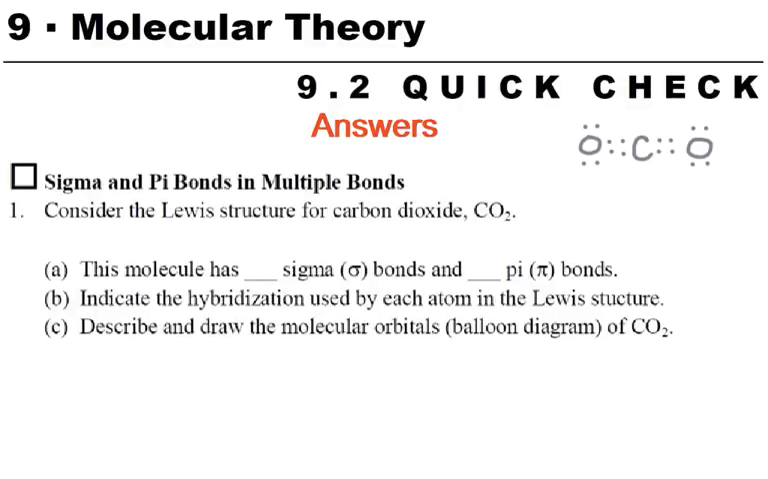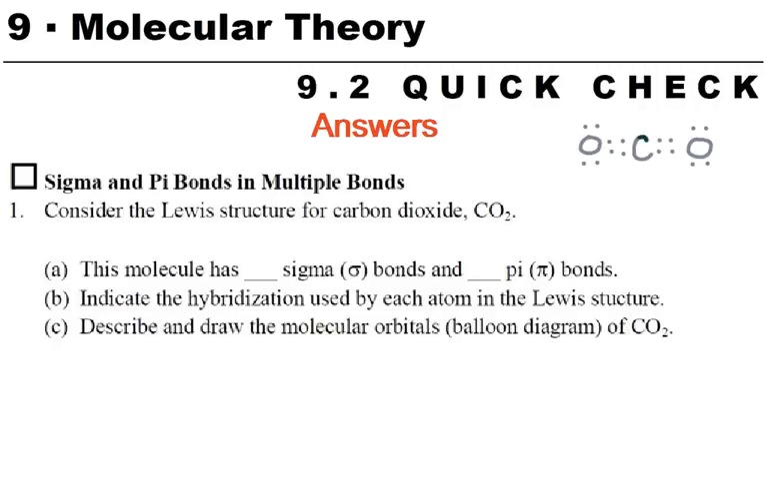Okay, the 9.2 quick check is a little bit on the subtle side here. So we're starting off with the Lewis structure of carbon dioxide, and we want to use a more sophisticated model. We want to use our hybrid orbitals to talk about what kind of bonding goes on in CO2. So we start off with the Lewis dot structure.